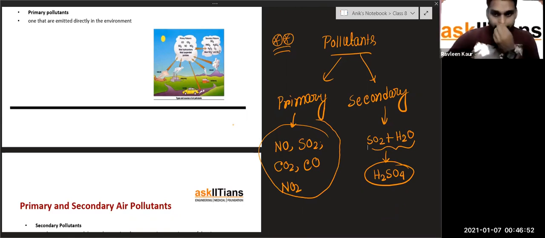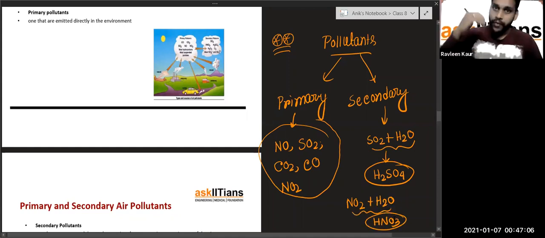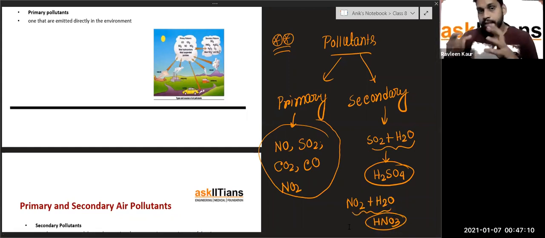The same thing happens with NO2 as well. NO2 again gets attached with water, and together they form HNO3. That is another acid that comes down with the rain. So this is another reason for acid rain, and this is also a secondary air pollutant. I think we got an idea about it.